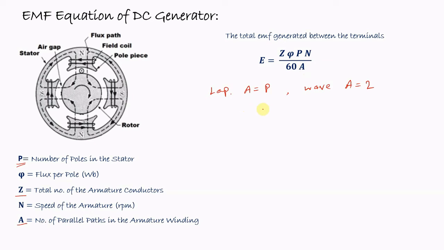Therefore, we can say E is basically proportional to flux and the speed of the machine. Because all other parameters are constant, the EMF induced in the rotor will always be proportional to flux and the speed of the machine.